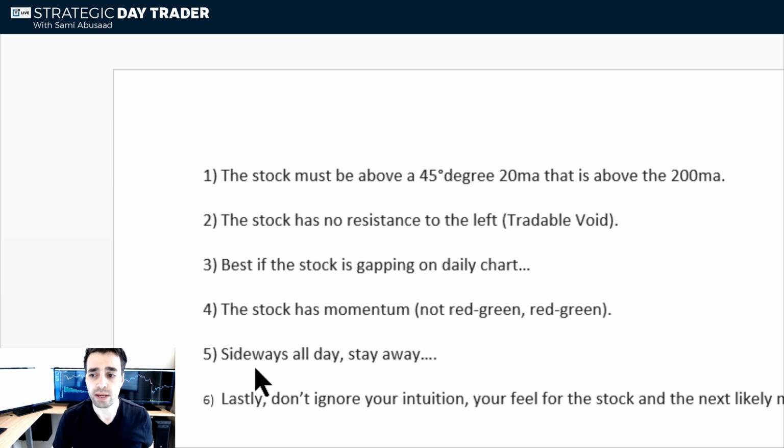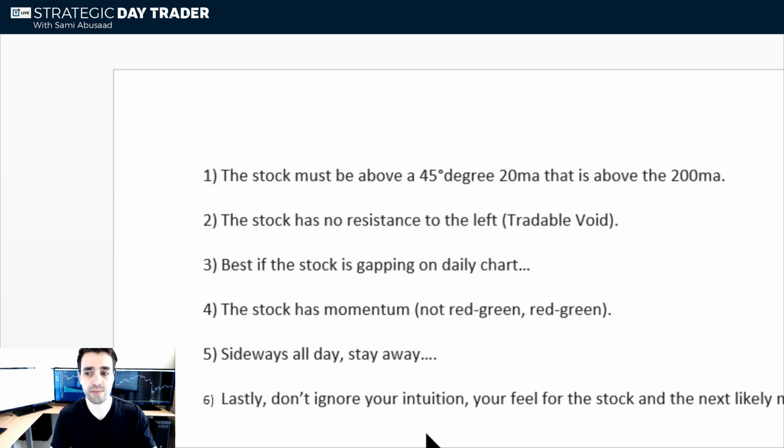If the stock is sideways all day, meaning it opened flat on the day and it just went sideways, those are the ones that you want to stay away from. We like sideways stocks if the sideways pattern comes after a big move up or a big move down and then a sideways base. Those are good. But what we don't want to trade are stocks that open flat and stay flat the whole day. Sideways all day, stay away.